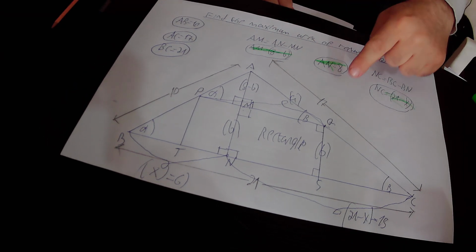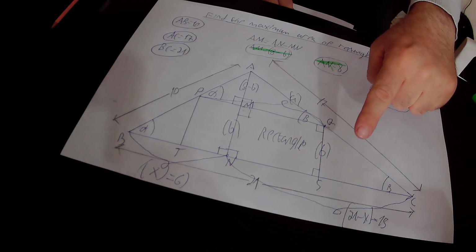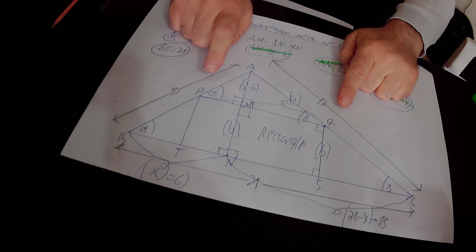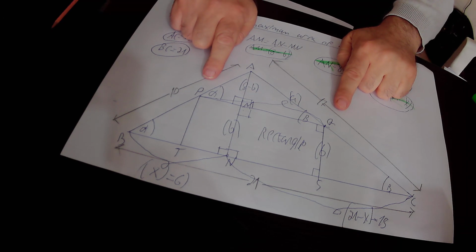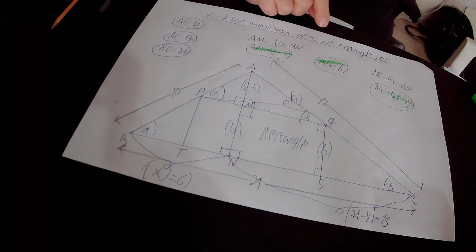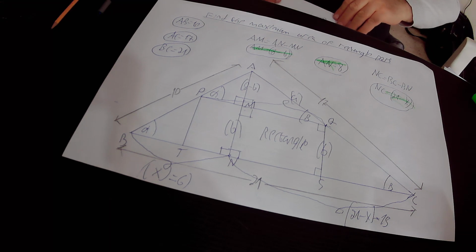In the next step, we define the width QS of this rectangle PQSN as B, and we define the length of this rectangle PQ as A. That is to say, the length PQ equals A and the width QS equals B according to our definition.